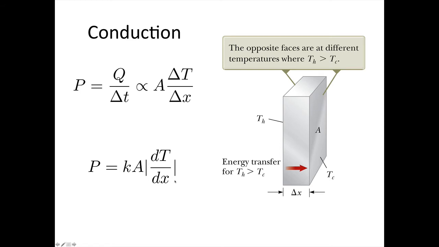So these absolute value signs are just because the direction is always given from the hot side to the cold side. Heat always transfers that way. So we always give a positive number for the rate of heat transfer.